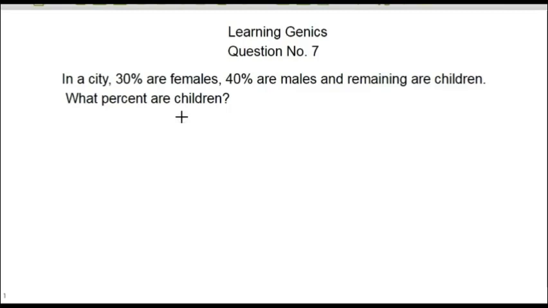तो अगर हम क्वेश्चन पे ध्यान दें, एक बार क्वेश्चन पढ़ते हैं. In a city, 30% are females, 40% are males, and remaining are children. What percent are children? तो ये हमारा सिंपल मैथ्स ही है कि 30% हमारे फीमेल्स हैं यहाँ पे और 40% हमारे मेल्स हैं. 40 + 30 कितना होता है? 40 + 30 = 70.